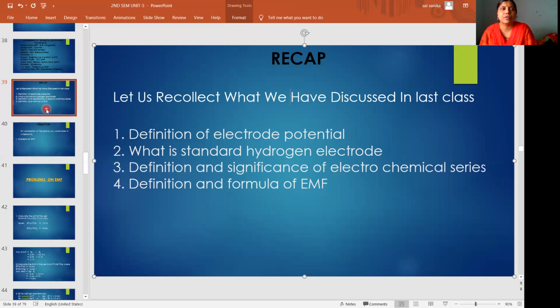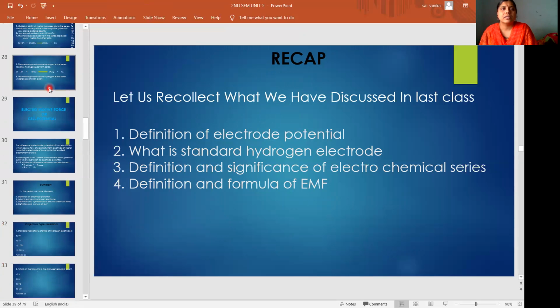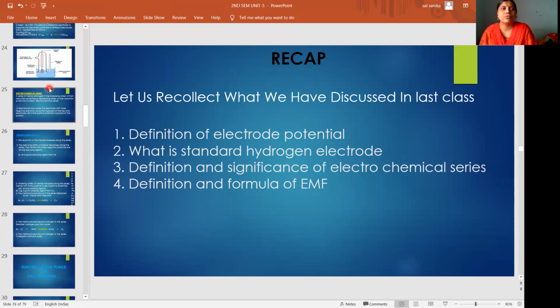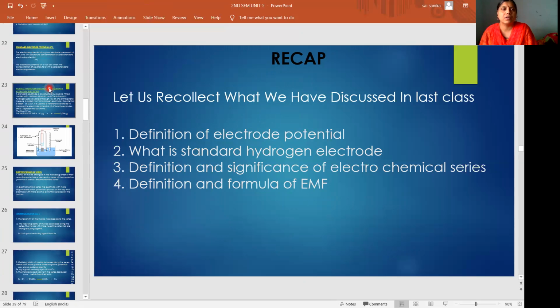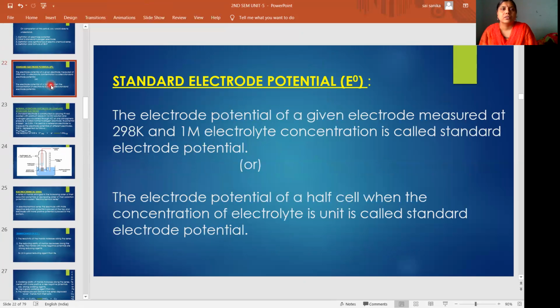So what is electrode potential? The tendency of an electrode to lose or gain electrons is called electrode potential. The tendency to gain electrons is called reduction potential. The tendency to lose electrons is called oxidation potential.